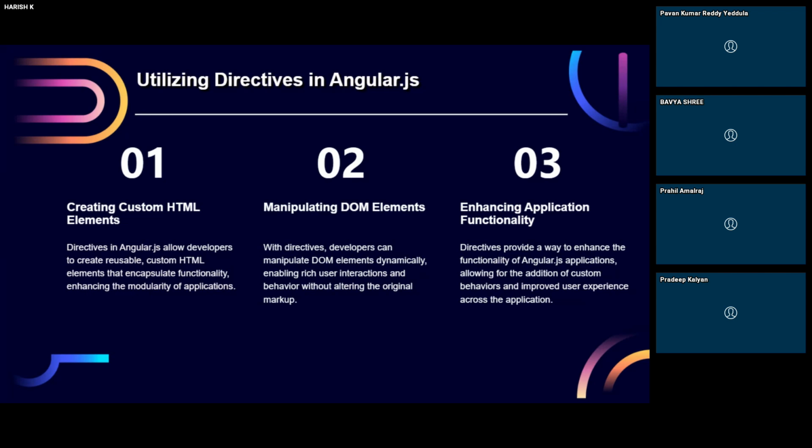So DOM stands for Document Object Model. It's a programming interface for web documents. The DOM represents the structure of a web page as a tree of objects, making it possible to manipulate HTML and XML documents programmatically. Then, what are the key features of DOM?